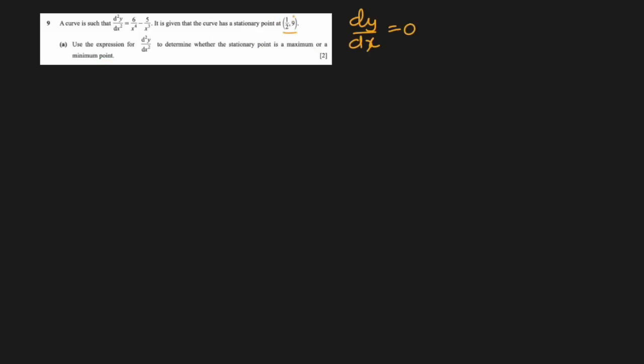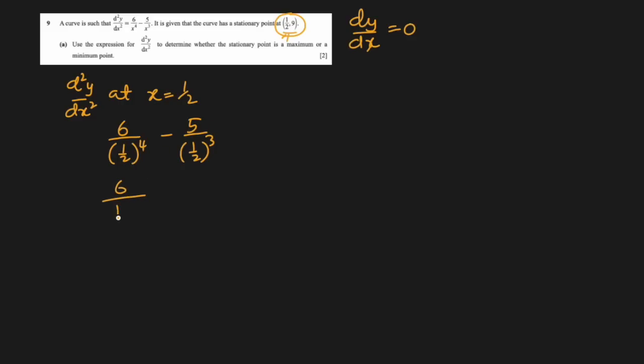Okay. Since they have given the point, this one, let's substitute here in place of x the half, the x coordinate. So d square y over dx square at x equal to half. What will that be? 6 over half to the power 4, minus 5 over half cube. Okay, so it becomes 6 over 1 over 16, but I will multiply it here.